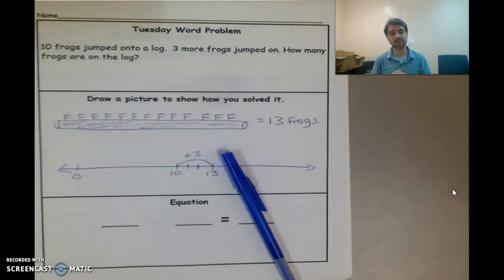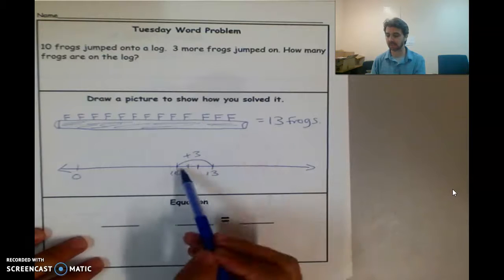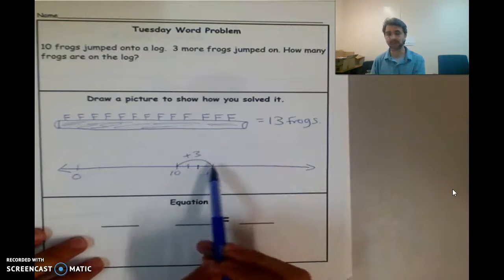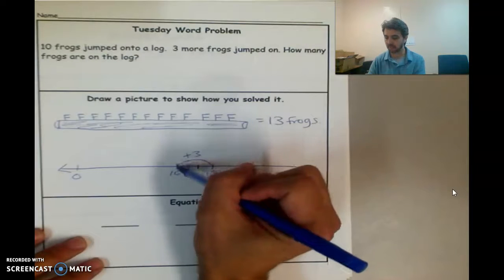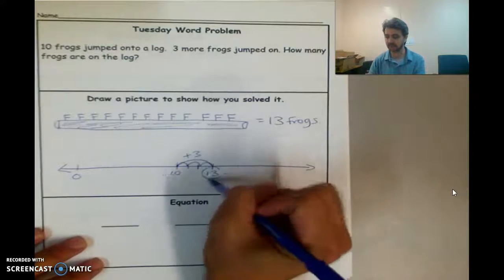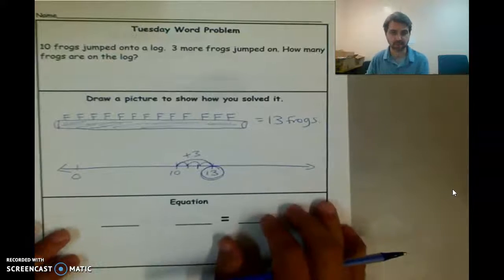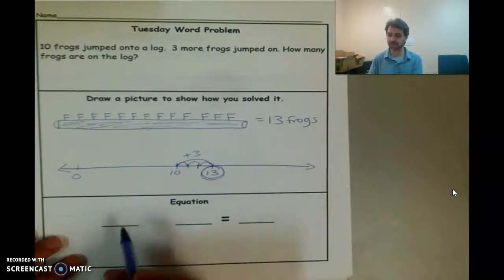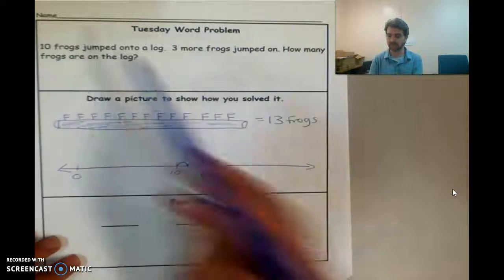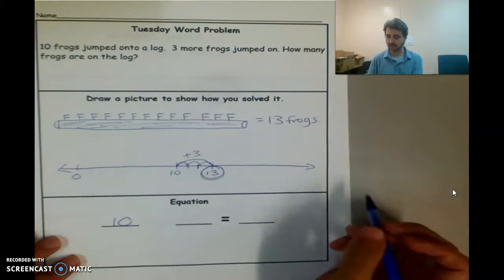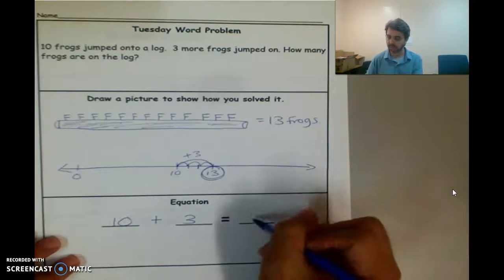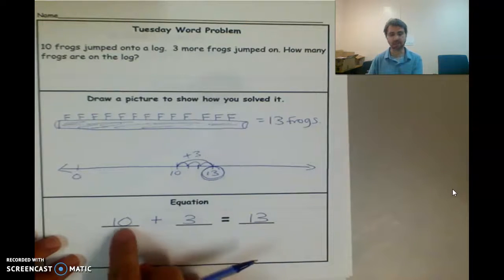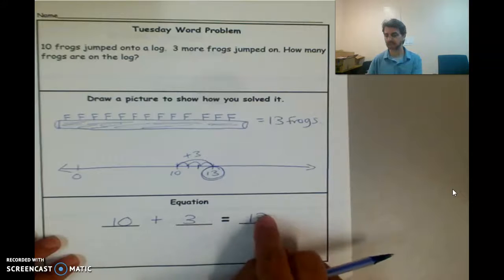Okay. I also drew a number line, right? Put my 0, my 10, and then I just hopped up 3. I knew that 10 and 3 more would get me to 13. And to show it, I put the 11, the 12, so 11, 12, 13. That's 1, 2, 3 hops gets me to 13. Okay? So our equation is what? What should we write first? What's the first thing? So first we had 10 frogs. Then we had 3 more, so we added 3 more frogs that jumped onto the log, and we got 13. So we know that 10 plus 3 is the same as 13.